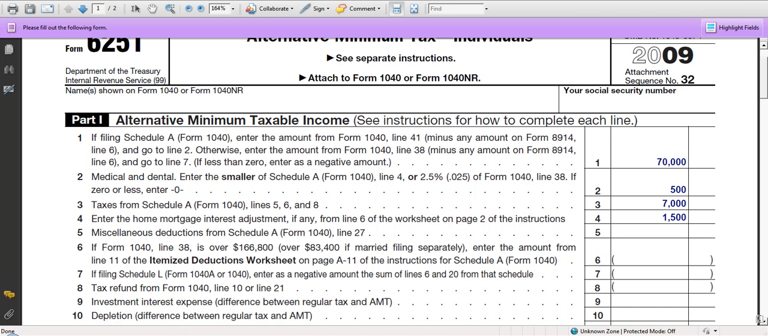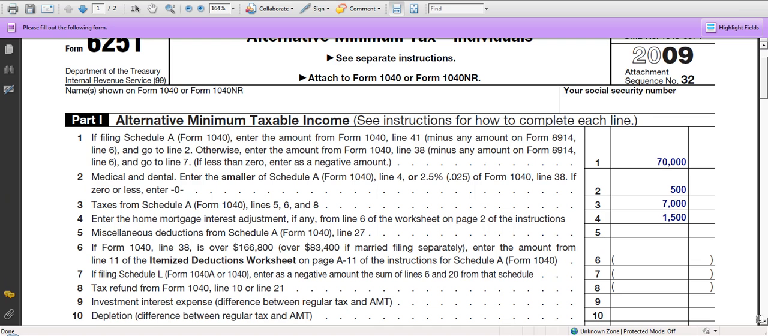Then we have line 3 that was discussed in point number 3 in the blog, and this is a $7,000 adjustment for taxes. And then line 4 here deals with our home mortgage interest, and that was discussed in point number 2 of the blog. We have $1,500 of mortgage interest adjustment, and this is mortgage interest that wasn't utilized to purchase or remodel our home or purchase a second home.